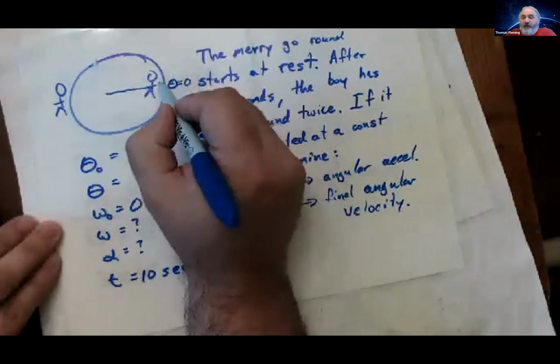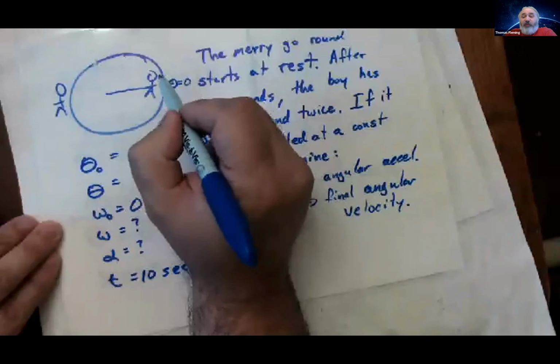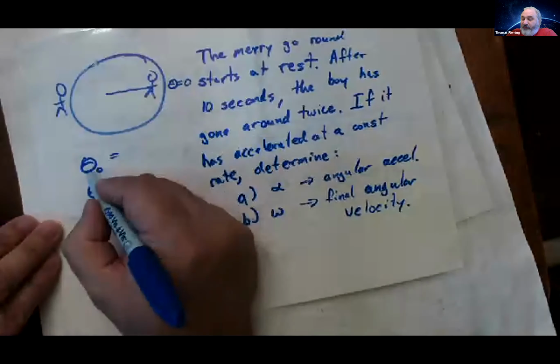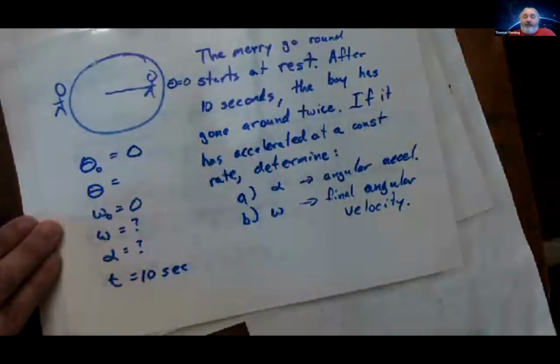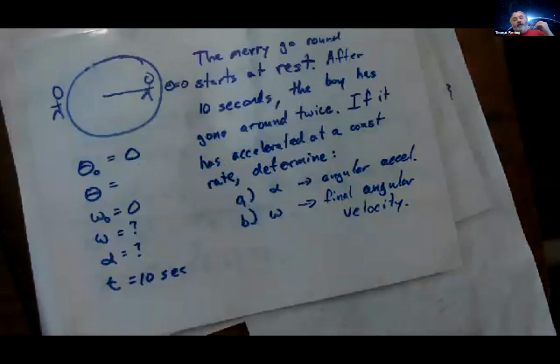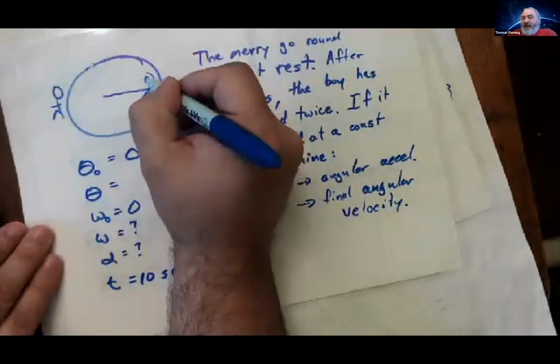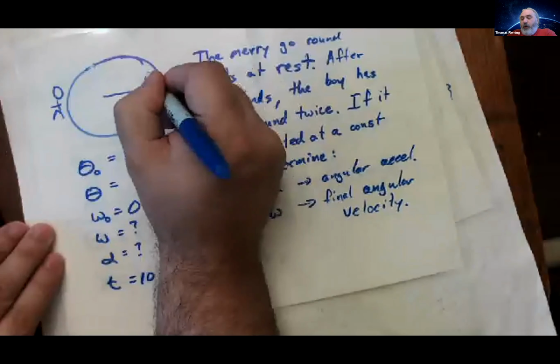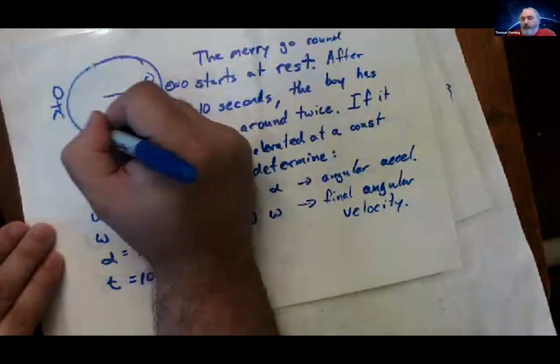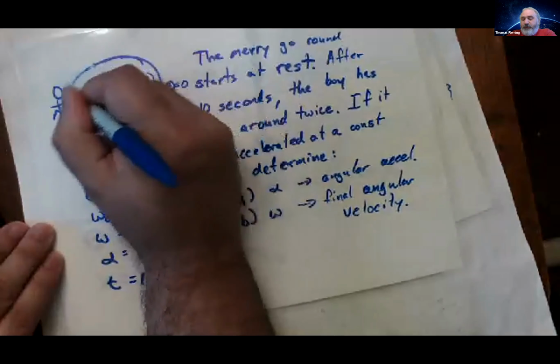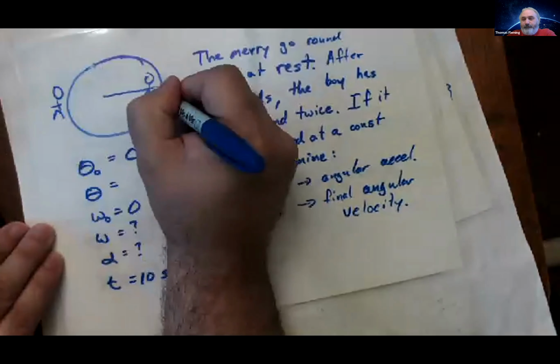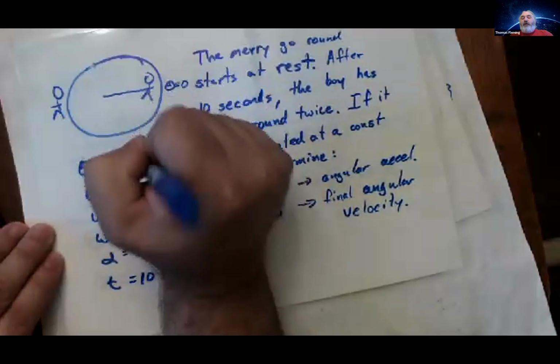So when he's here, he's at an angle of 0. And he starts here, so his initial position is going to be 0. I'm choosing to call the location he starts at 0. But then over the course of 10 seconds, his angular position is going to change. He's going to go all the way around and all the way around again. So what's his final angular position?